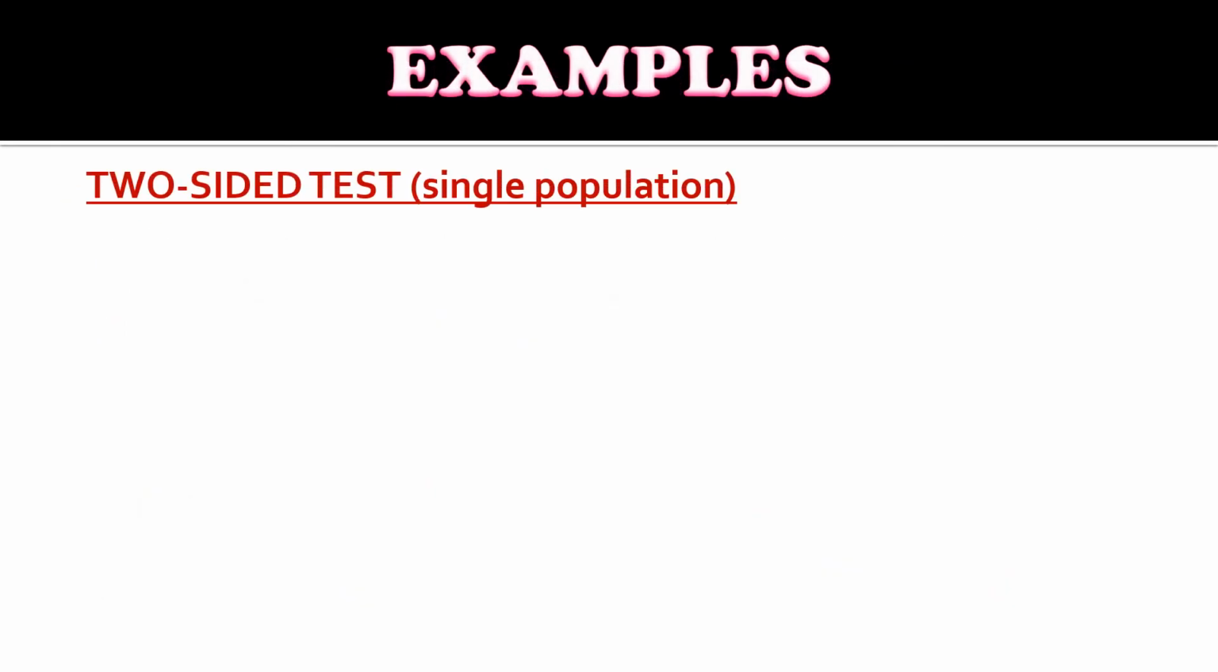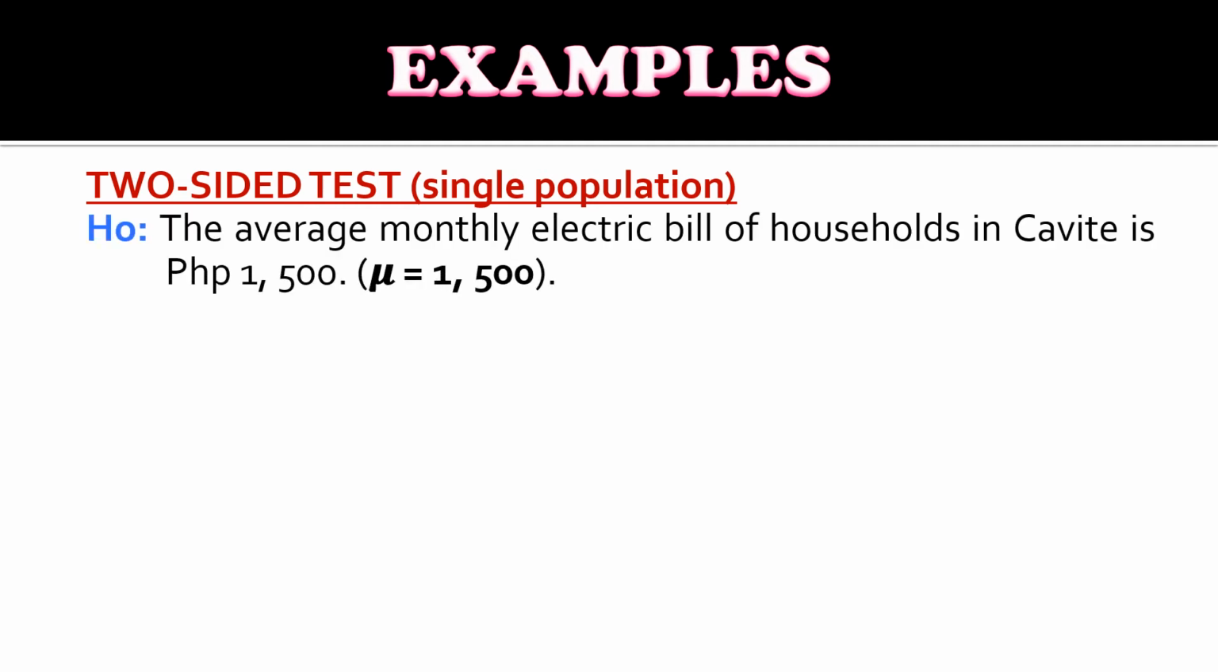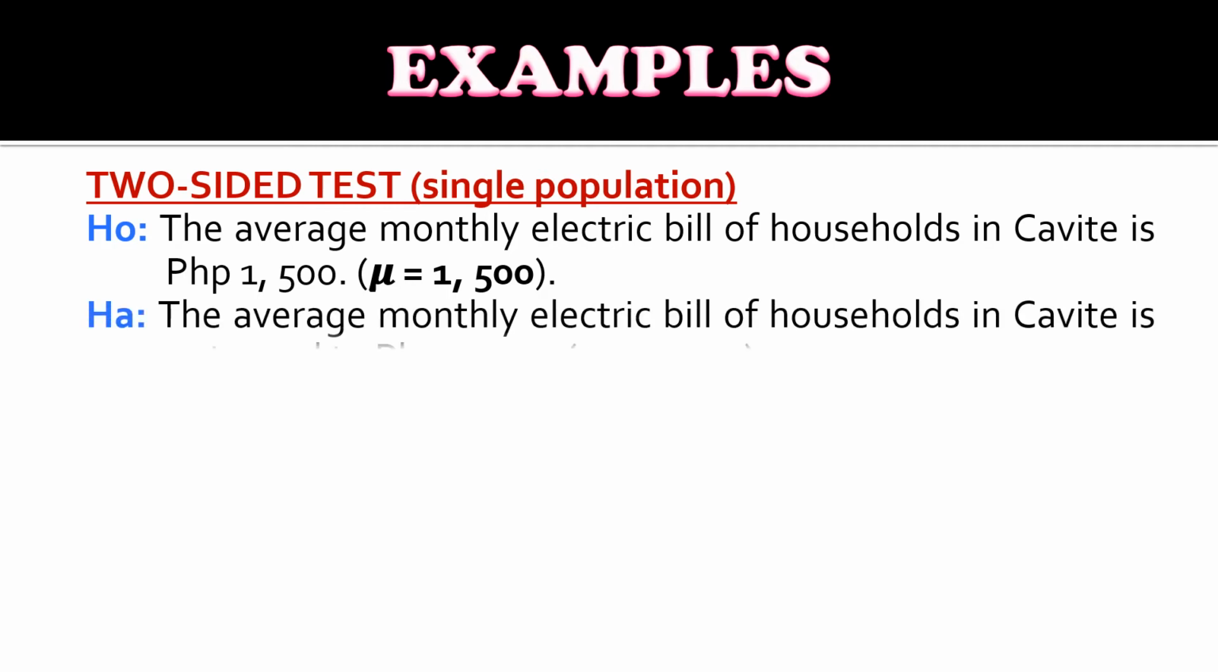So these are the example statements for a two-sided test, single population. For the null hypothesis, the average monthly electric bill of households in Cavite is 1,500. In symbol, mean is equal to 1,500. For our alternative hypothesis, the average monthly electric bill of households in Cavite is not equal to 1,500 pesos. Or in symbol, mean is not equal to 1,500.